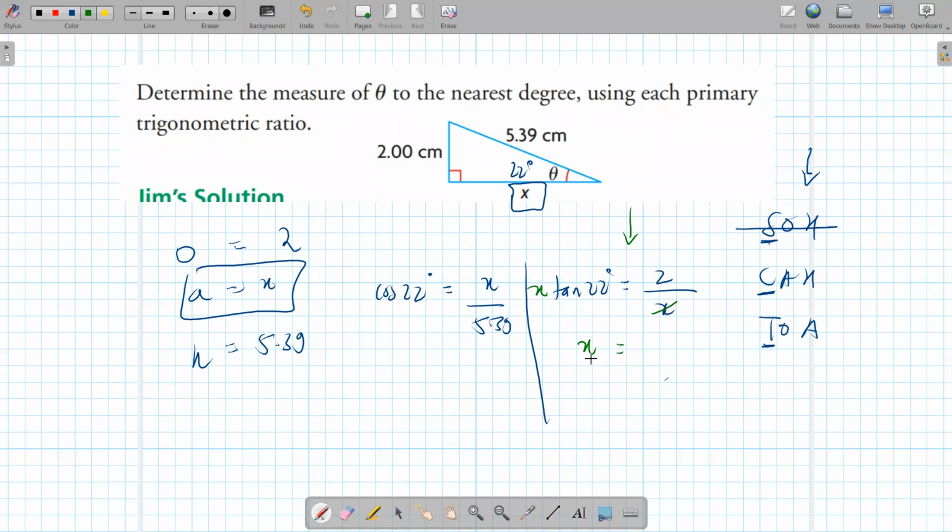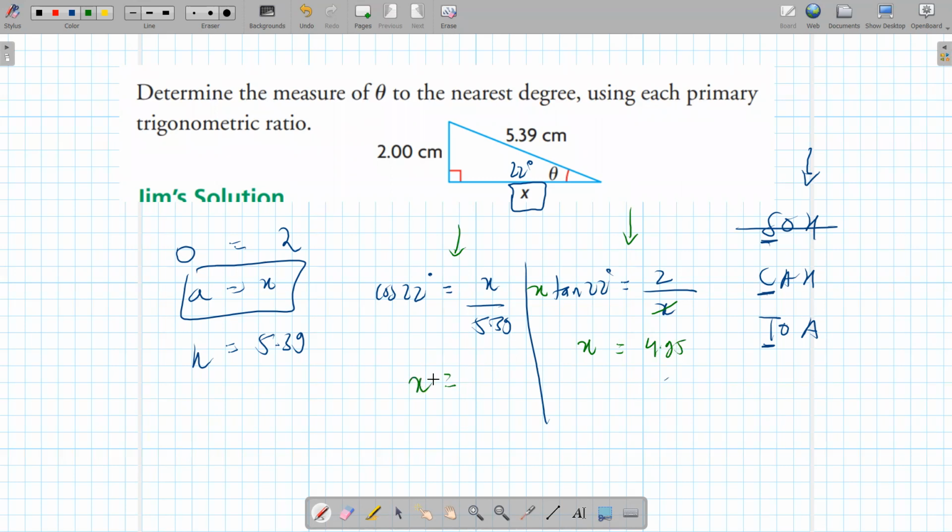You divide. Yeah, you do 2 over tan 22, right? And that gives us 4.95, yeah? Now try doing this one. How do we solve this one for x? You multiply. Yeah, try it and tell me what you get.